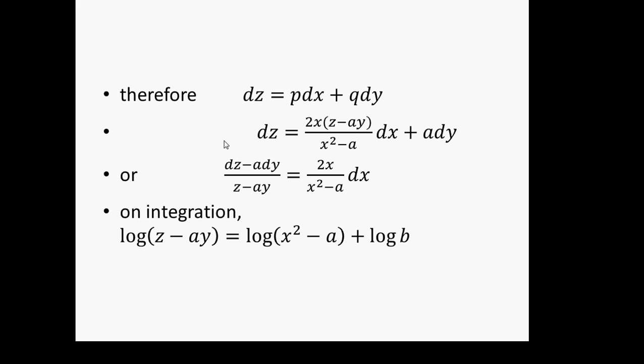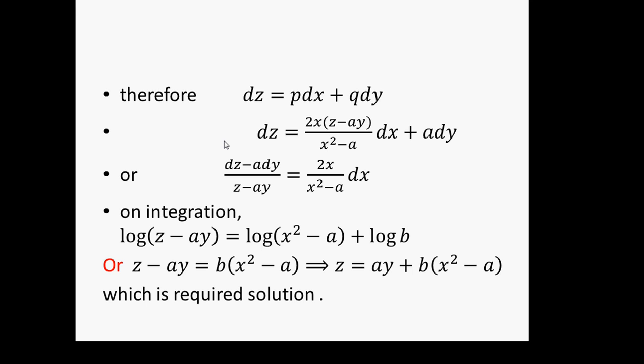We have the relation (dz - a dy)/(z - ay) = 2x/(x² - a) dx. On integration, this gives the complete solution of the given partial differential equation, that is z - ay = b(x² - a), and this implies z = ay + b(x² - a). Here the integration is simple, so we can integrate and find the solution of the equation.